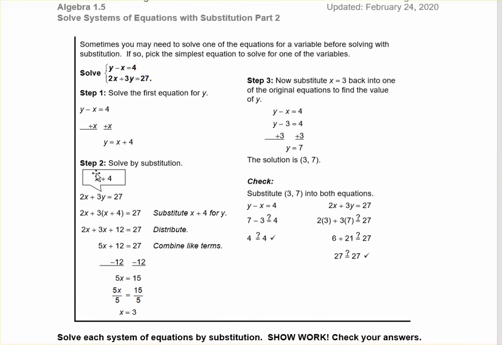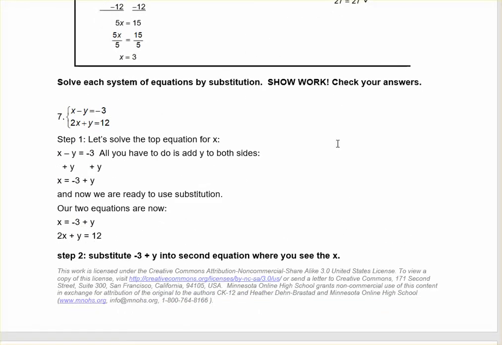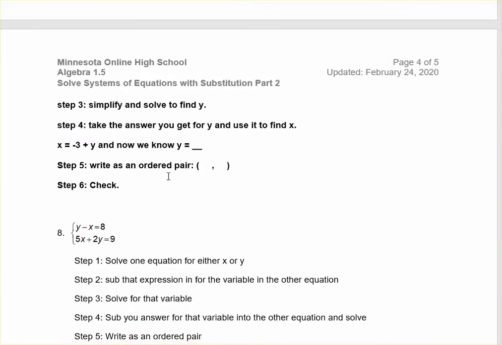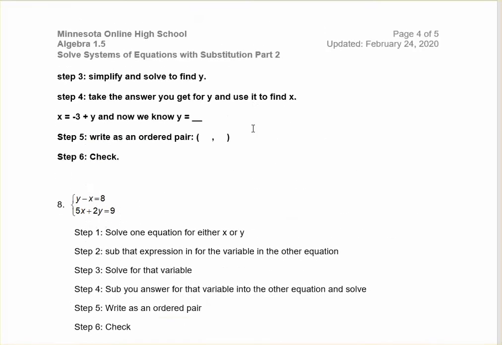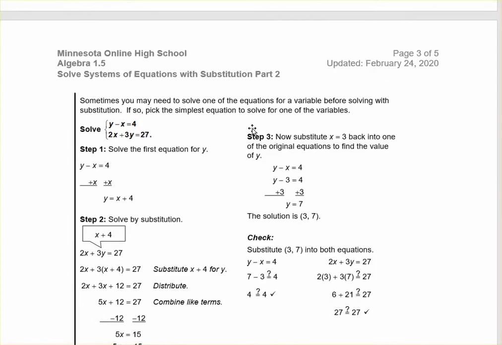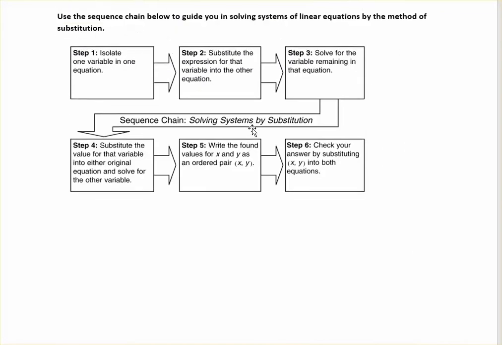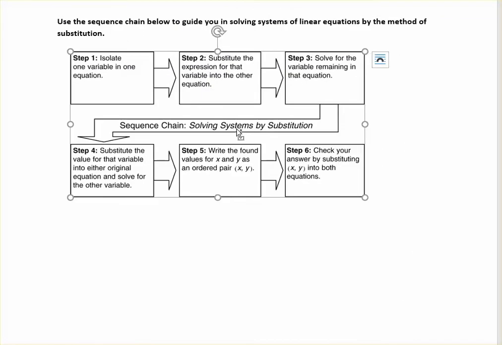There's an example here that you can follow along with, especially if you get stuck. And then there's some problems to do. Make sure you show all of your work. In number 7 and in number 8, the steps are written down for you to follow. So we're going to start with number 9 or something so that we can go through all of those steps that you're going to follow.